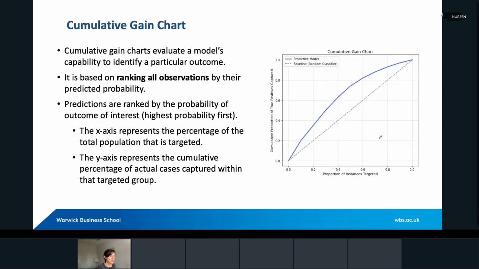Okay, so one last measure and then I will conclude the lecture for today. This is the cumulative gain chart, and this is mainly used to explain the results to the managers or to the people who don't have a background in, let's say, data science. This is more discussed in business terminology.